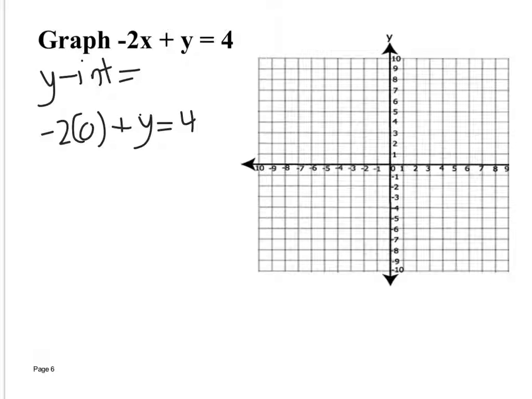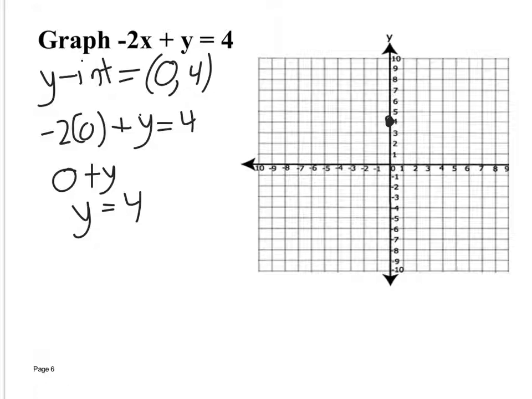Negative 2 times 0, Alan, is what? 0. 0 plus y, Alan, is what? 0 plus y is equal to y, right? If it's 0, you just get rid of it. Y is equal to what, Alan? 4. So that is my y-intercept, 4. What would be the ordered pair of this y-intercept, Alan? 0, 4. Good. And I go ahead and put that dot on the graph. So go ahead and switch to your graph and put a dot at 0, 4.